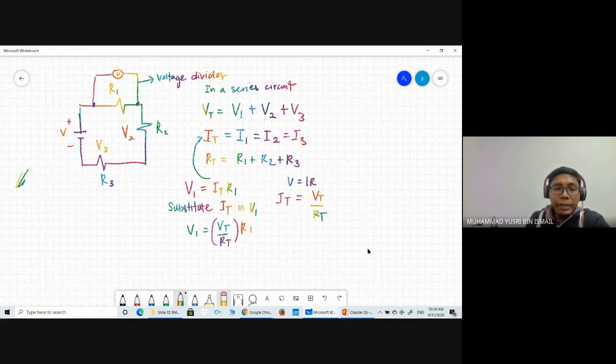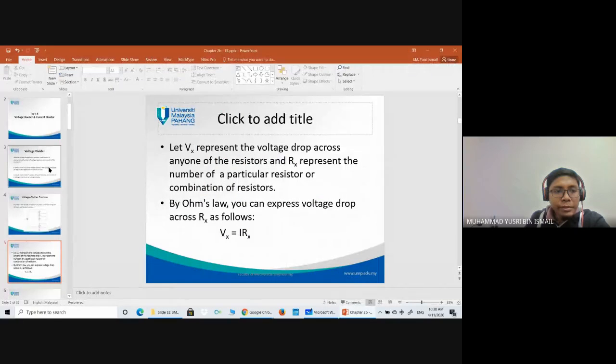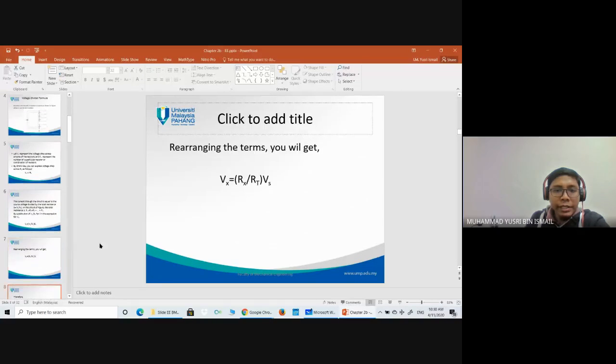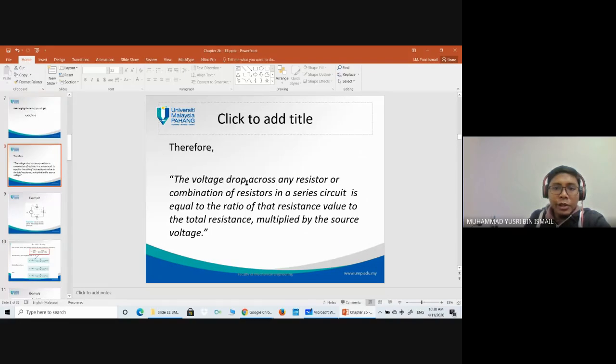So basically based on the definition just now, this is the derivation. The voltage drop across any resistor or combination of resistors in a series circuit is equal to the ratio of that resistance value to the total resistance multiplied by the source voltage.